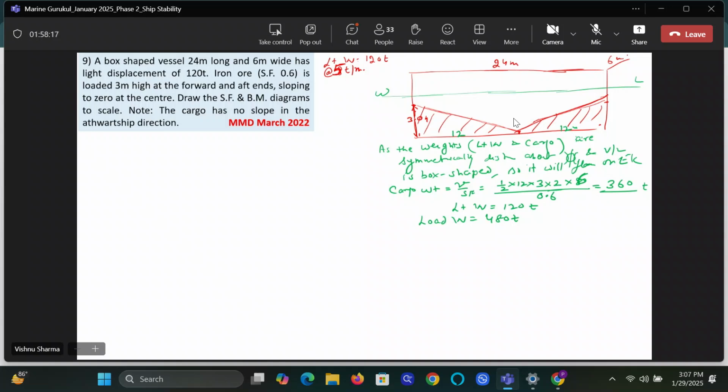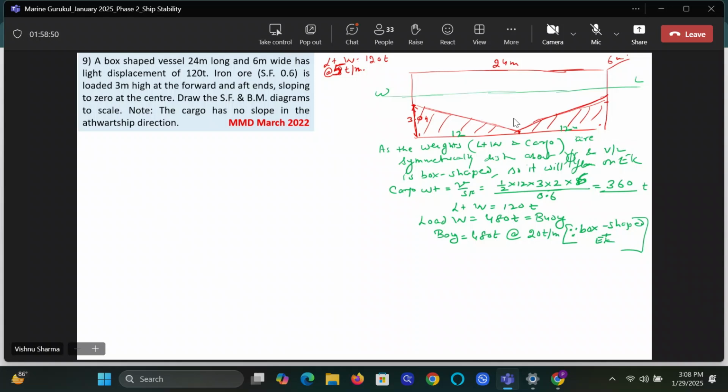That's why I'm needing the load displacement. This will be equal to buoyancy, and buoyancy will be equal to 480 tons at the rate of 20 tons per meter. And now, because it is box shaped, and we have already said above that it is floating on even keel. We have given the reason above why it is on even keel. Is this clear, beta? Yes or no? Yes, sir.